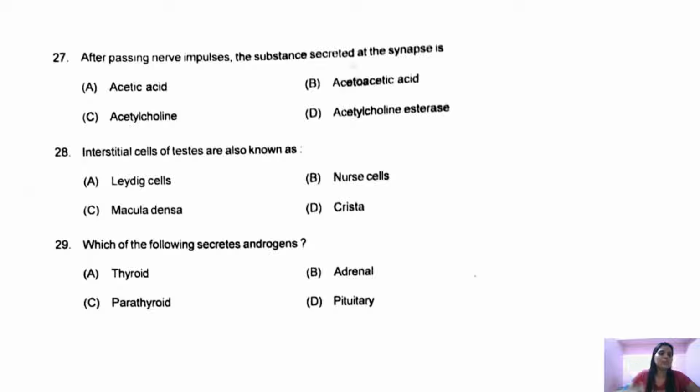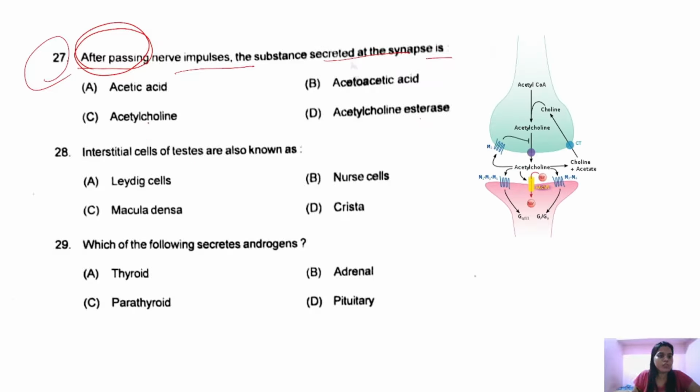Next, question number 27. After passing nerve impulses, the substance secreted at the synapse. Look carefully at the question. It is written after passing, after the nerve impulse is passed. Options are acetic acid, acetylcholine, acetoacetic acid, acetylcholine esterase. So let's understand this. For the nerve impulse transmission, we need acetylcholine as a messenger. But after transmission, what remains is acetic acid or acetate we can say.